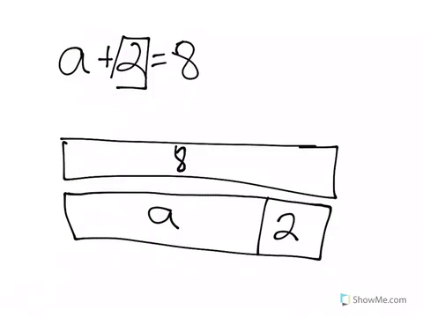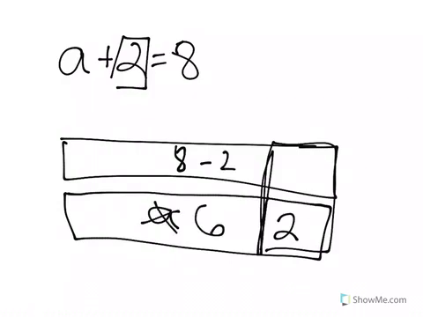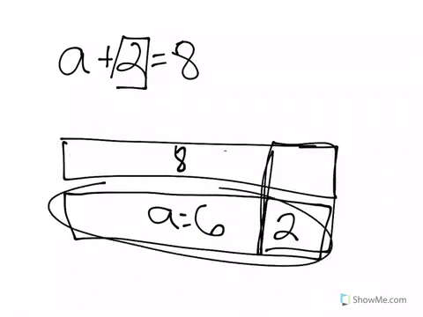Well, since these are the same size, if you take the 2 away from the 8, you'd have to subtract 2, right? That would mean that you had 6, so a would have to equal 6, right? Because these are the same length. If this is 8, and this is 2 and something, which equals 8, there you go.